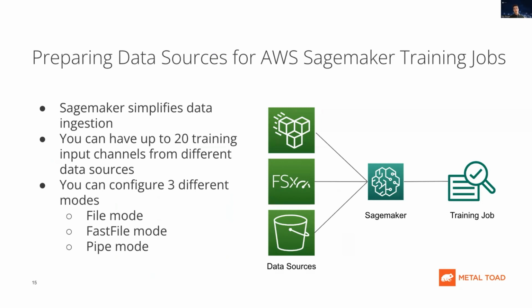The first being file mode, which has SageMaker copy the contents of those S3 buckets to your ML instance on AWS. There's also fast file, which exposes your data set on S3 as a POSIX file system for the ML instance to access. And finally, there's pipe mode, which streams a data set from those S3 buckets to your ML instance using a Unix pipe. So once you've gotten to this point, you're ready to start training ML algorithms using AWS SageMaker.